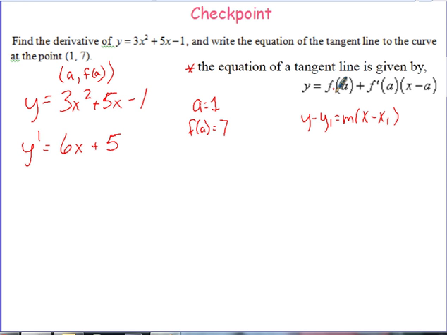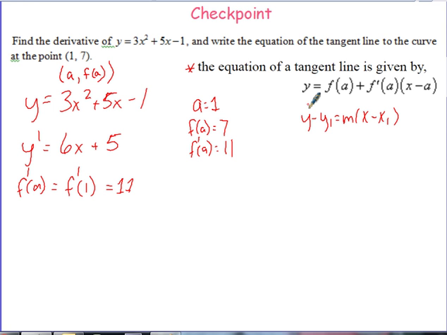And looking at this, what else do I need? The f prime of a. So how do you think I find that? It's plugging in here. In our case, f prime of a is f prime of 1, which is what? 11. Does everybody see how I got 11? You plug in 1 here. 6 times 1 plus 5 is equal to 11. So f prime of a is equal to 11. Do I have everything I need to write an equation?